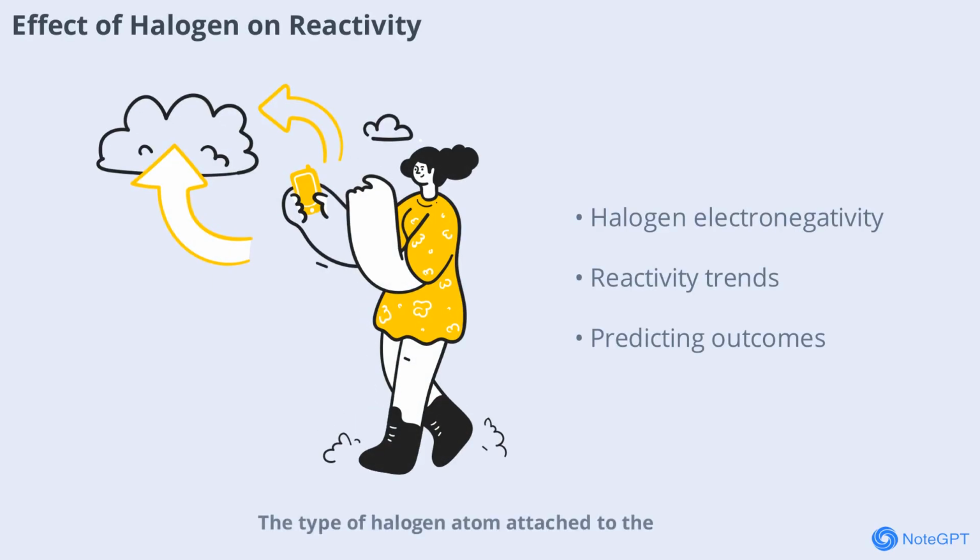The type of halogen atom attached to the aromatic ring significantly affects the reactivity of haloarenes. Fluorine, being highly electronegative, makes the ring less reactive, while iodine, being less electronegative, has a smaller effect. Chlorine and bromine have intermediate effects. Understanding these trends helps predict the outcome of chemical reactions involving haloarenes.